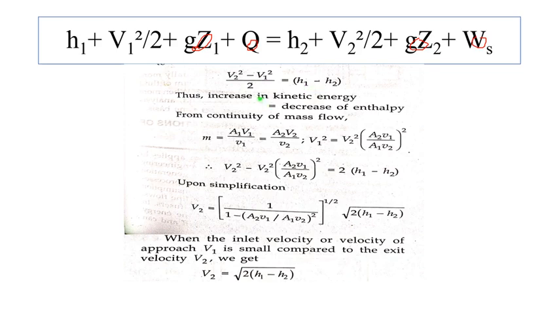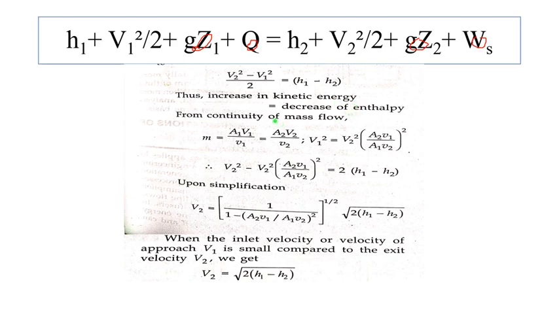So you can see that there is an increase in the kinetic energy of fluid, or increase in the velocity of fluid from V1 to V2, at the expense of decrease in the enthalpy of the system. The enthalpy in turn depends upon the pressure, because we know that h is equal to u plus pv, so there is decrease in pressure. Because of that, the velocity of fluid increases.